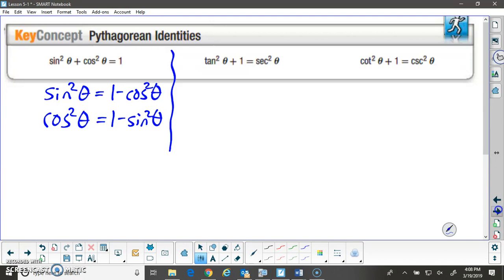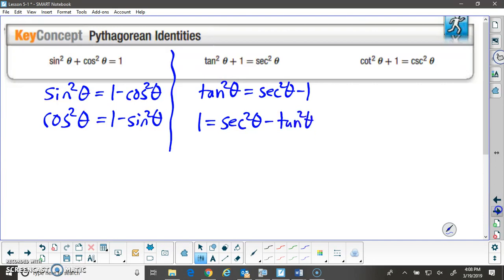The second one then is tangent squared plus 1 equals secant squared. I'd also like you to write tangent squared of theta equals secant squared of theta minus 1. And I'd also like you to write that 1 equals the secant squared of theta minus the tangent squared of theta. Same Pythagorean identity, just written differently. Have those three written on your note card as well.